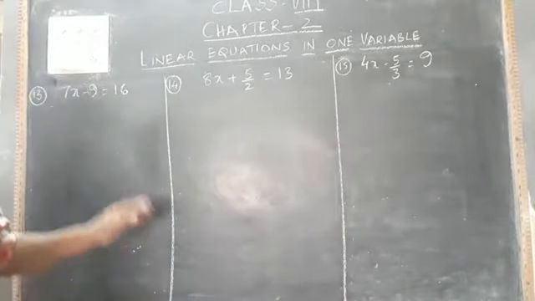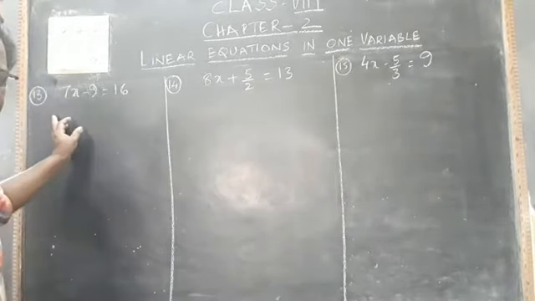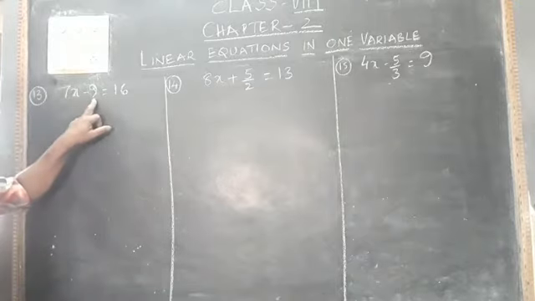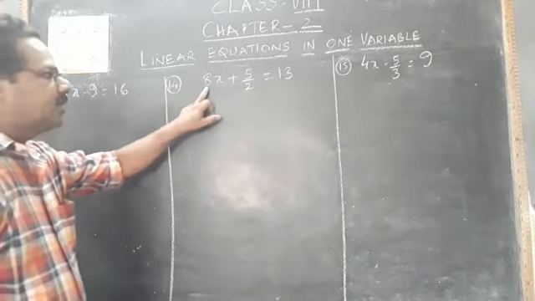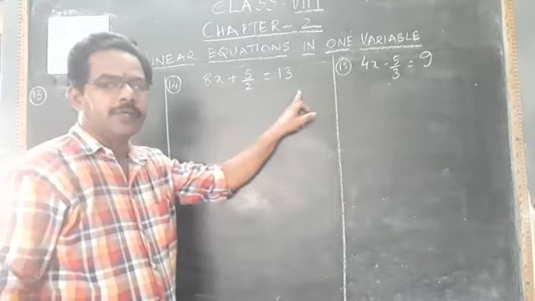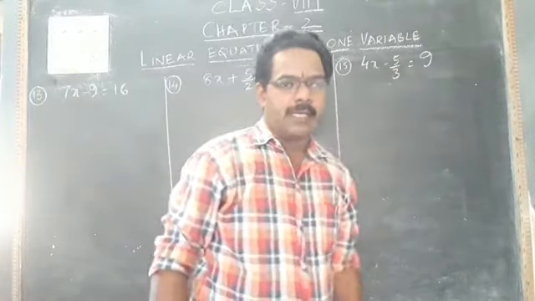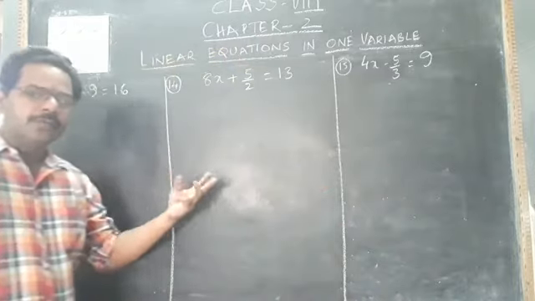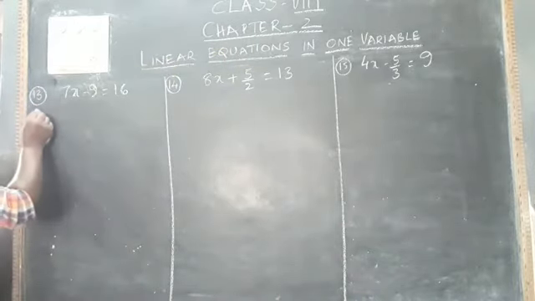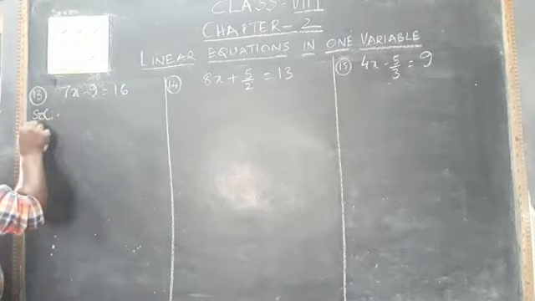Yes. Next sum, 13th sum: 7x minus 9 is equal to 16. 14th sum: 8x plus 5 by 2 is equal to 13. 15th sum: 4x minus 5 by 3 is equal to 9. Here I am going to do 3 sums. The 13th sum. For this, how to solve this one?